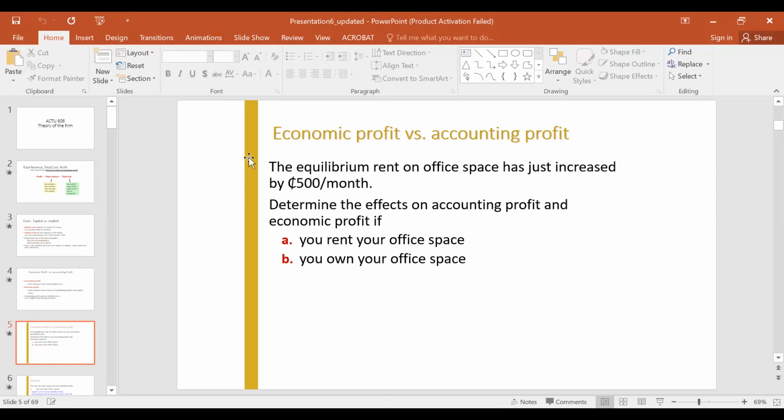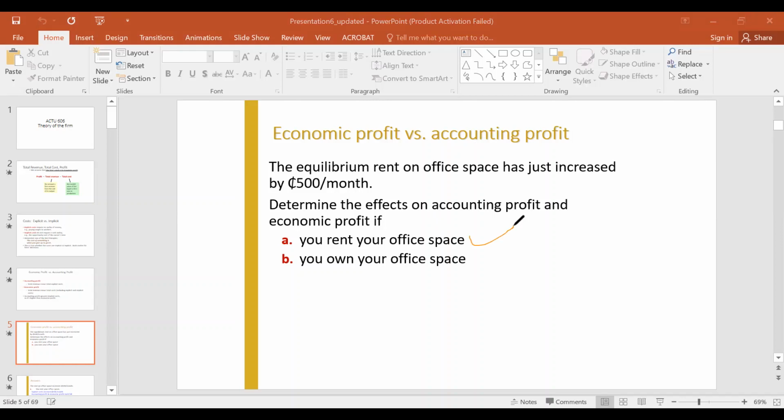Now, supposing the rent on an office space has just increased by 500 cedis each month. If any office space you want to rent, let's say in Accra, has gone up by 500 Ghana cedis, let's look at two scenarios. What happens to accounting profit and economic profit in two cases? Case one, if you rent your office space.